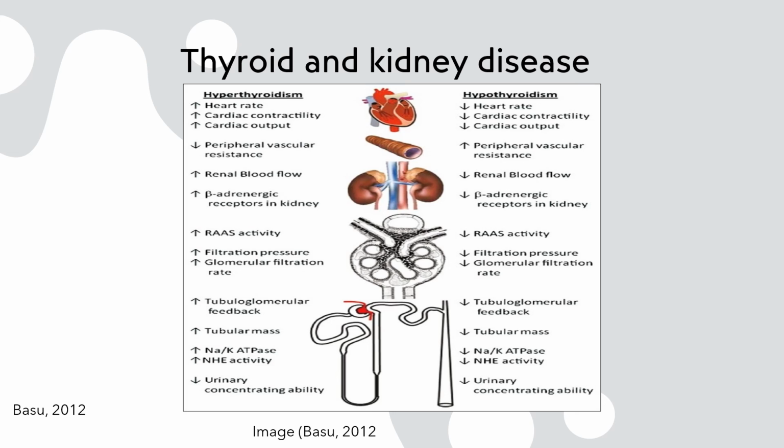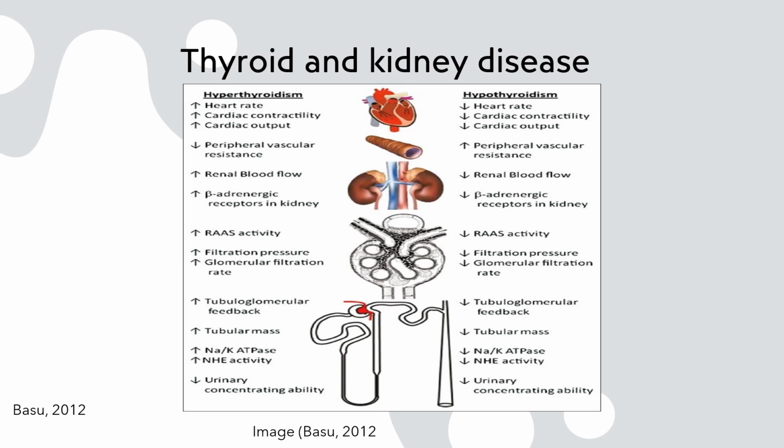In the glomerulus, hyperthyroidism raises the renin-angiotensin-aldosterone system, and in hypothyroidism, it reduces this activity. Hyperthyroidism shows an increase in filtration pressure and an increase in glomerular filtration rate, while hypothyroidism decreases filtration pressure and glomerular filtration rate. In the tubules of the kidneys, hyperthyroidism raises the tubuloglomerular feedback and lowers it in hypothyroidism.